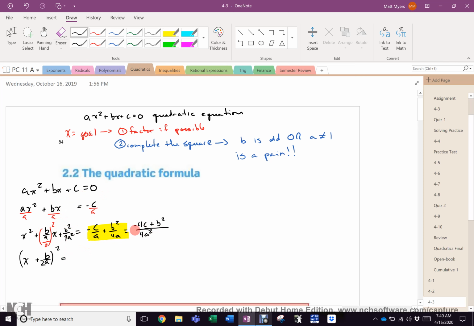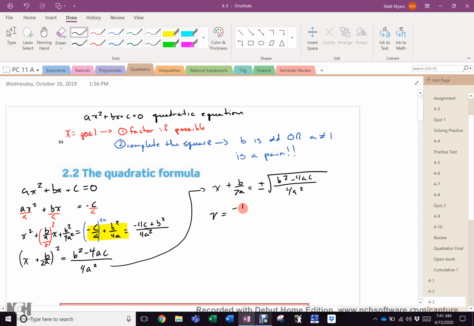squared equals. Now, I don't like a negative there first, so I'm going to do b squared minus 4ac, because I had to multiply this side by 4a, right? All of that over 4a squared. Now, next step is square root. So I square root both sides. And I get x plus b over 2a equals plus or minus the square root of b squared minus 4ac over 4a squared.